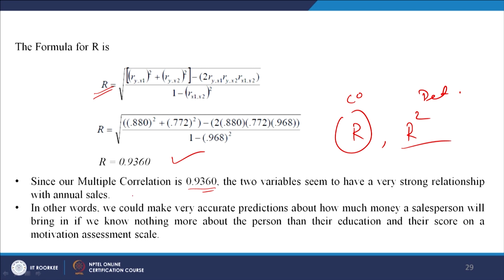In other words, we could make a very accurate prediction about how much money, not a salesperson, sorry, this employee will bring if we know nothing more about the person than their education and their score on a motivation scale. So if I know the motivation level and the person's years of education, then I can say how much annual sales they can bring into the company, Tata Motors. So what it says is, making predictions using multiple regression.